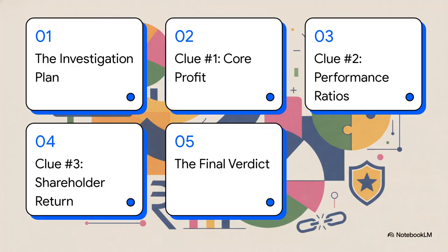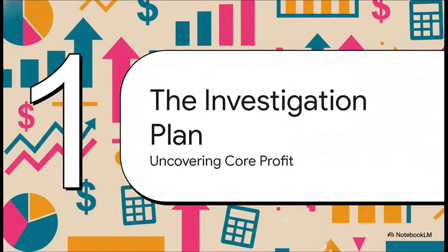So here's our game plan. We'll start with our investigation plan, then uncover the core profit. After that, we'll dig into some key performance ratios, check out the return for shareholders, and finally, deliver our verdict. Ready? Let's go. All right, first things first. Before we can analyze a single thing, we have to find the absolute bottom line, the profit after tax, or PAT. This number is the bedrock for everything else we're going to calculate today.